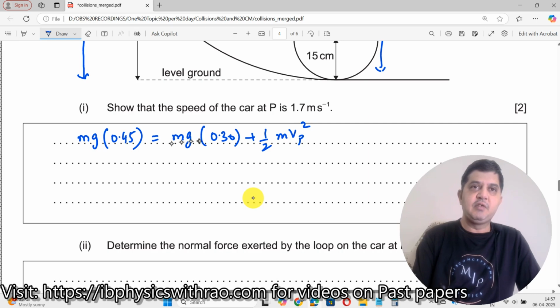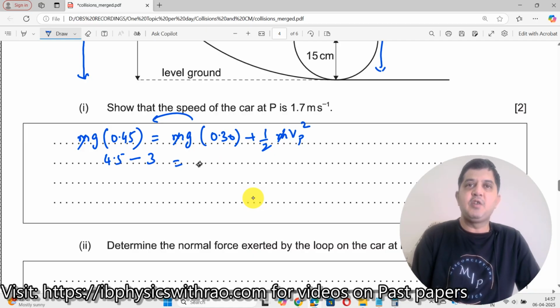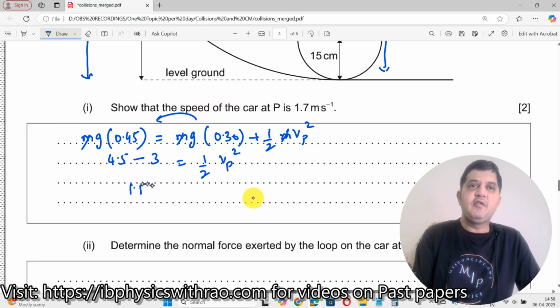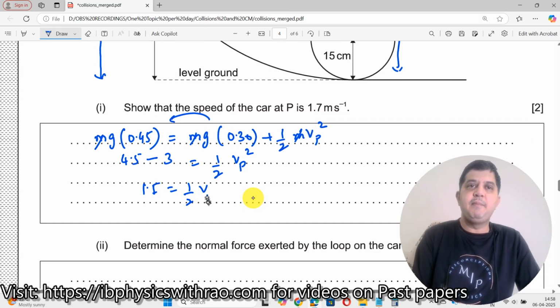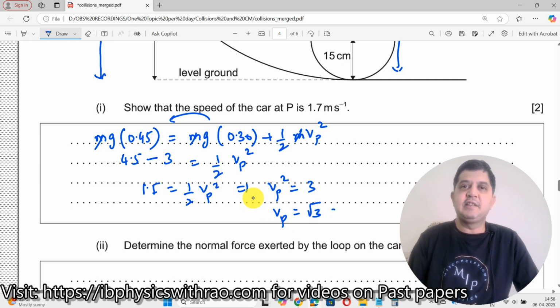m is common, so I will remove m on all the sides. I have g into 0.45, which is 10 into 0.45, which is 4.5, minus g into 0.3, which is 3. Taking this to the other side, 4.5 minus 3 is equal to 1.5, which is equal to half vp square. In other words, vp square is equal to 3. Vp is equal to root 3, and we know the root of 3 is 1.732, which is 1.7 meter per second. Thus, we have got the answer as required.